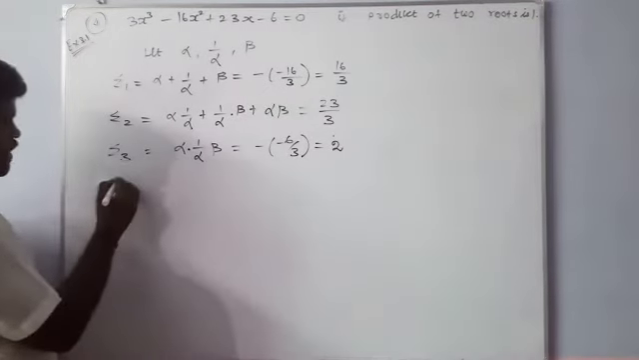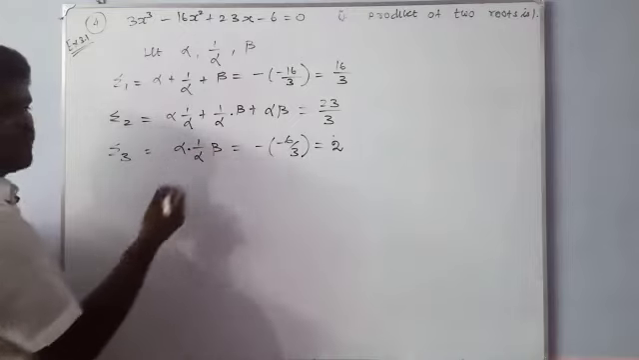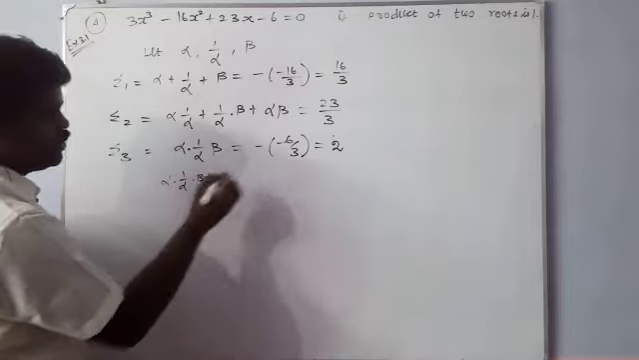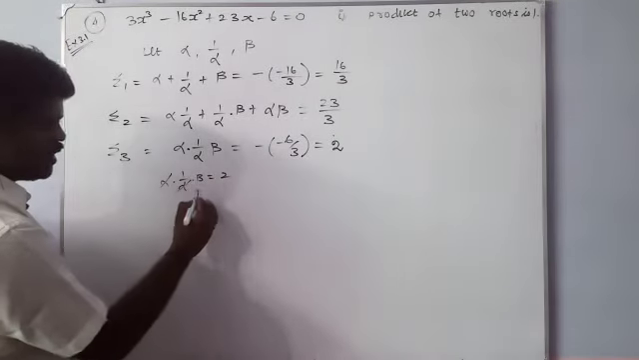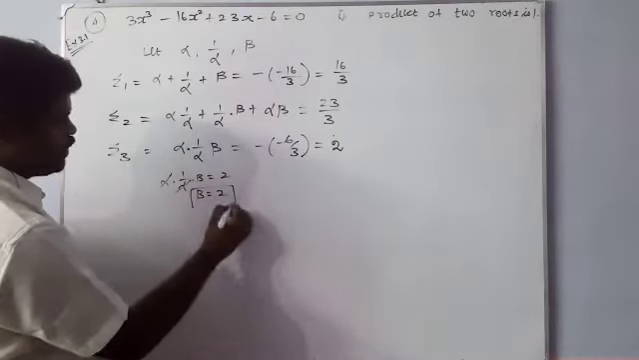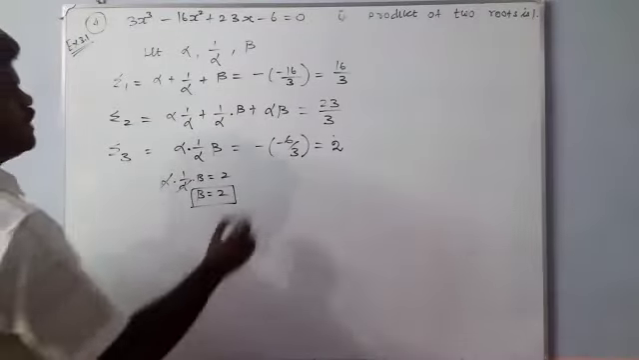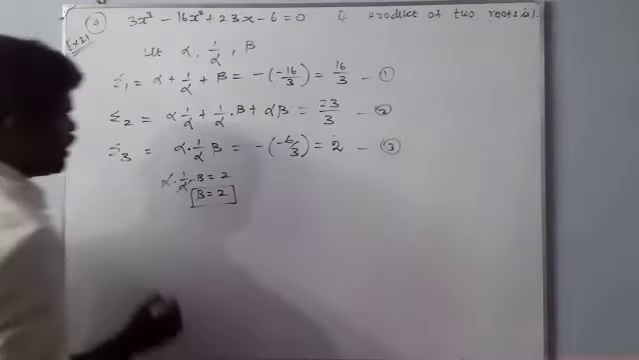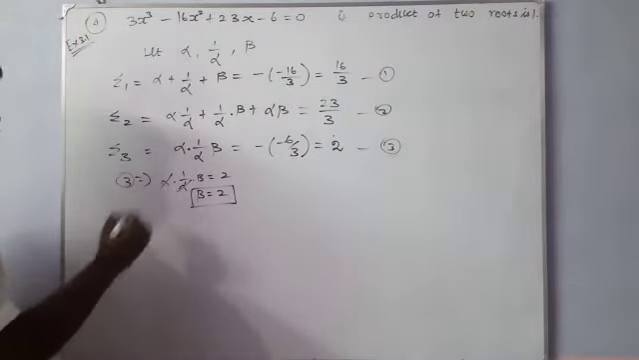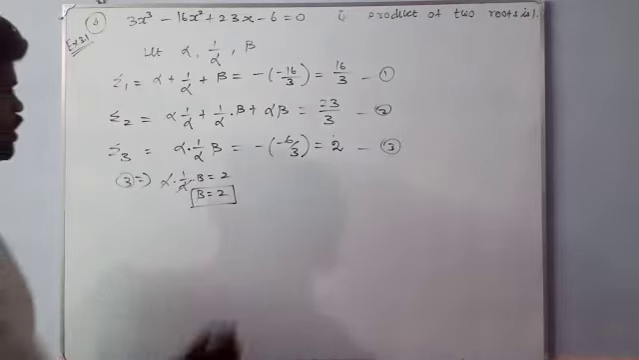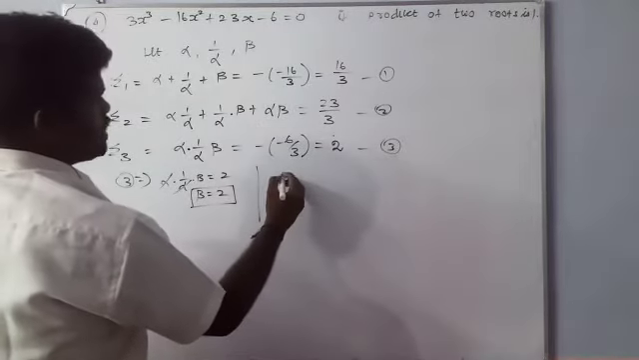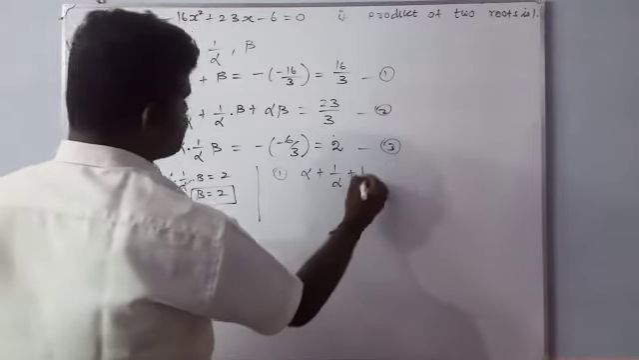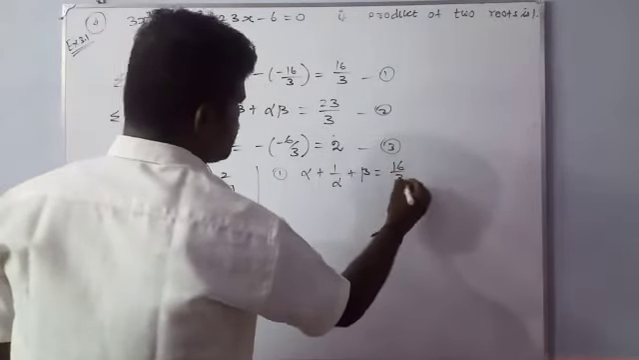Now the summation 3 value: alpha into 1 by alpha into beta. Cancel the alpha with 1 by alpha, so beta equal to 2. This is equation number 3, this is equation number 2, this is equation number 1. Let us take the third equation, from which we found the beta value. And let us take the first equation: alpha plus 1 by alpha plus beta equal to 16 by 3.